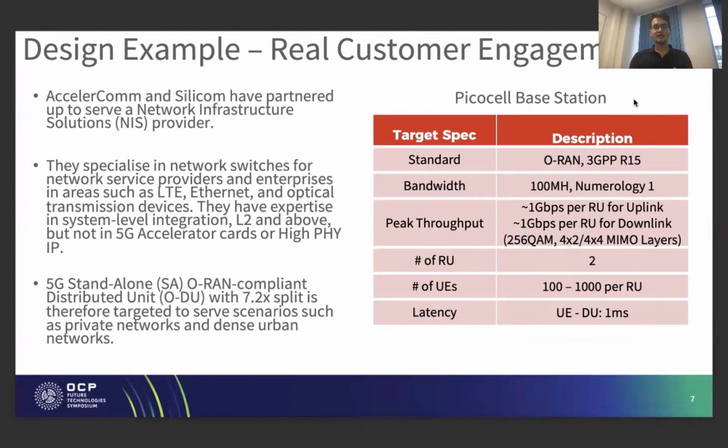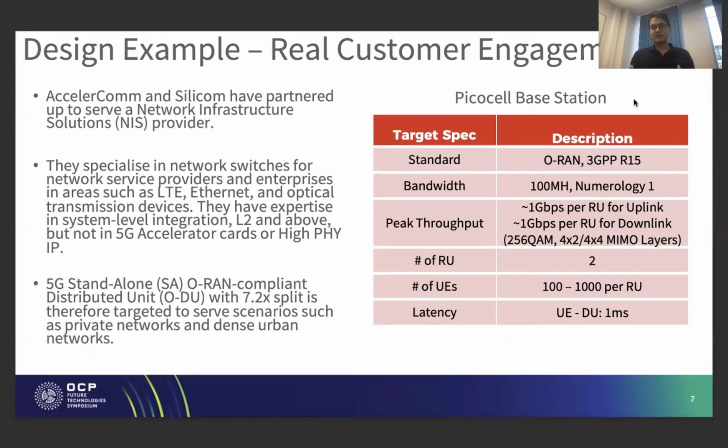Now, we have found a customer who is interested in our PXSCH channel IP products. This is why we have partnered with Silicom to serve one of the network infrastructure solutions providers. And as you can see on the right, we have the picocell base station technical requirements, namely 3GPP release 15, bandwidth has to be 100 megahertz, numerology 1, and most importantly, the peak throughput has to achieve 1 gigabit per second per RU for uplink, and 1 gigabit per second per RU for downlink when QAM is 256.